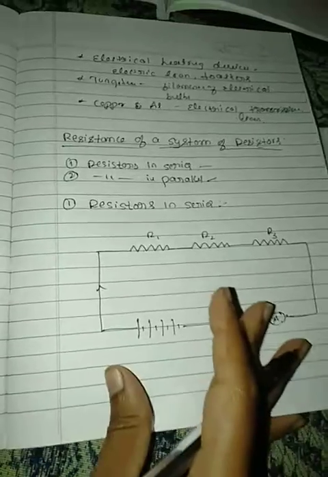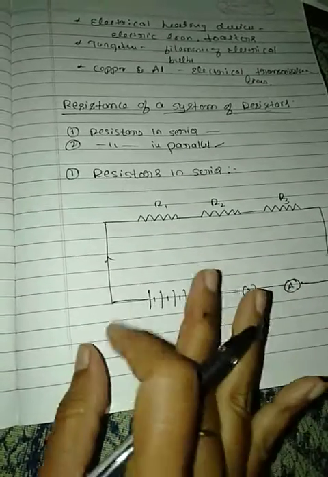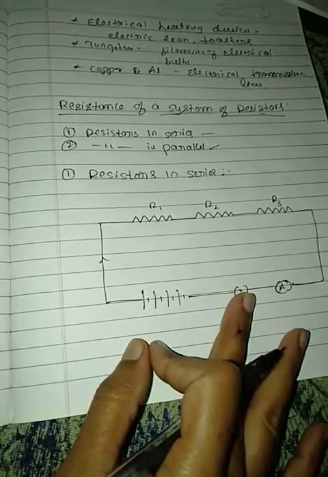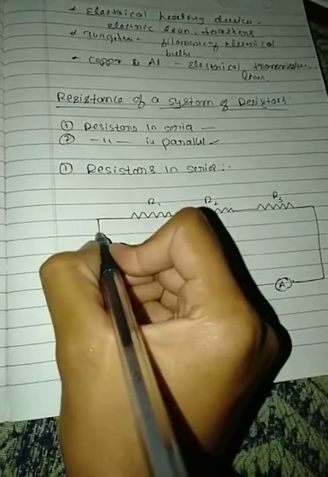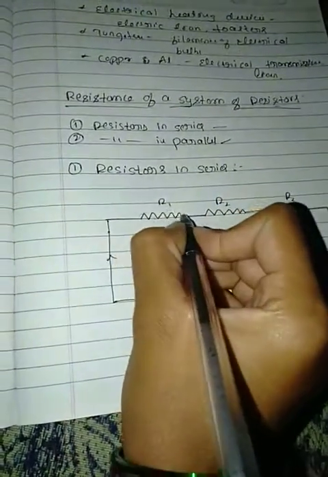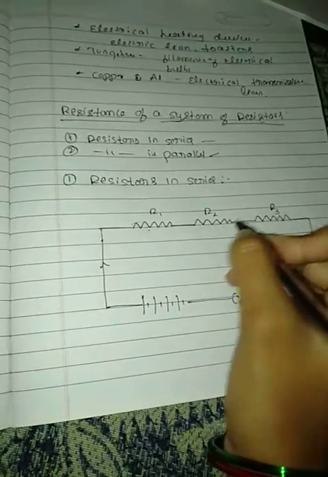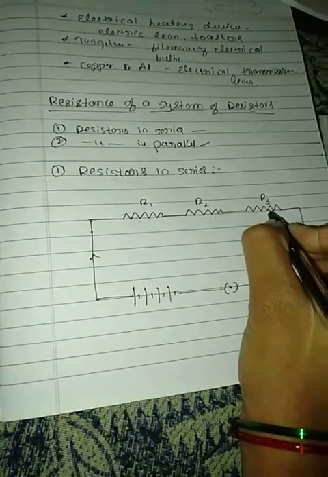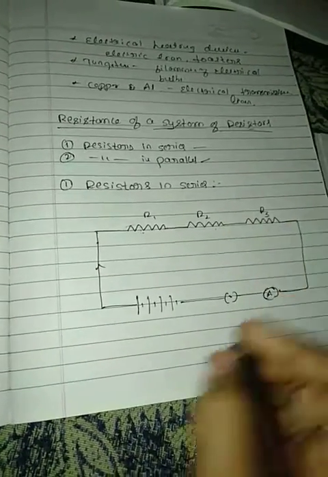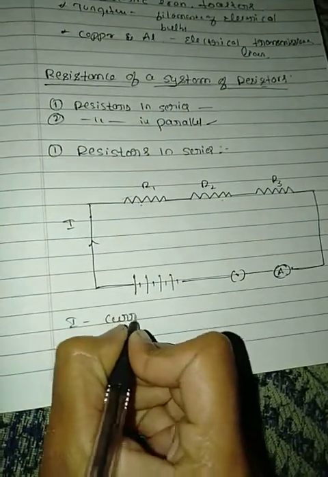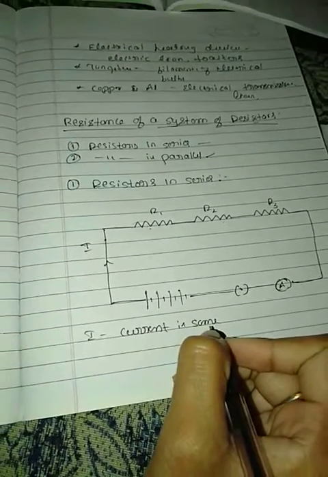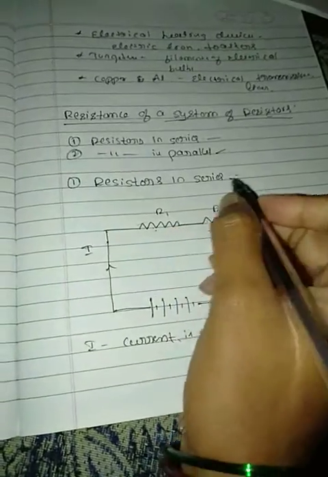But in the series combination of resistors, you should remember that the current is the same in every part of the circuit. Here the current is the same, in this resistor the current is the same, in this resistor the current is the same. That means in the series combination of resistors, the current is the same in every part of the circuit. But the potential difference across the individual resistances is different.